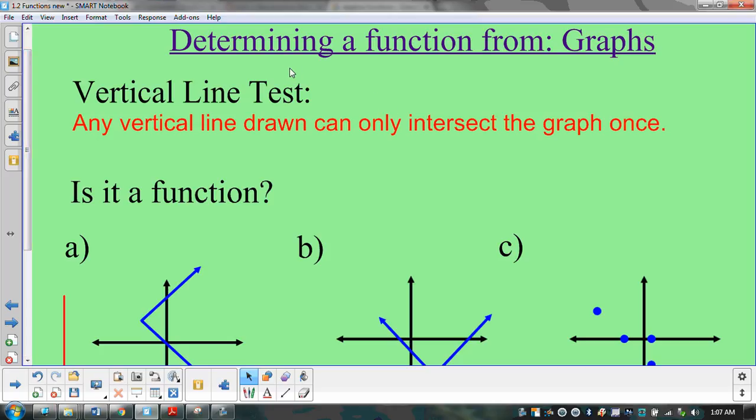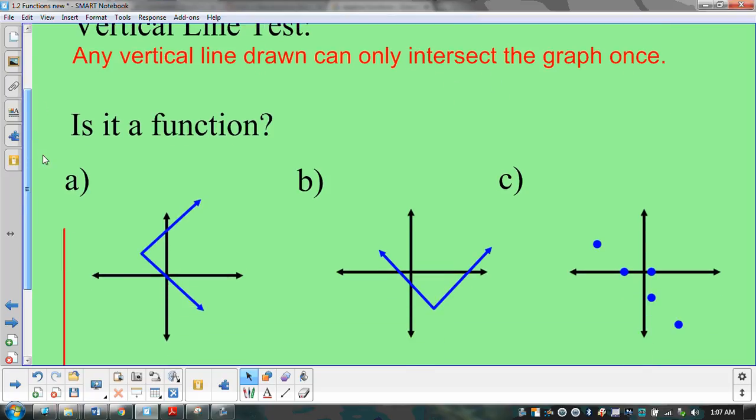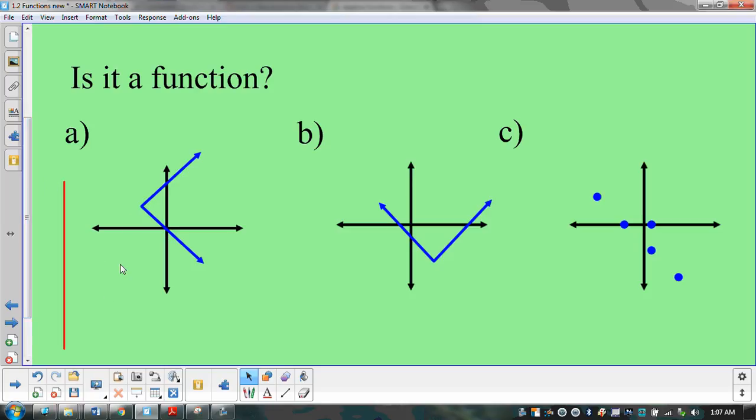Your next title should say, Determining a Function from Graphs. Vertical line test is simply this. Any vertical line drawn can only intersect the graph once. So here's what I'd like you to visualize. You can take a moment and draw a graph A, B, and C. Visualize a vertical line. Vertical goes up and down, just like my red line here.